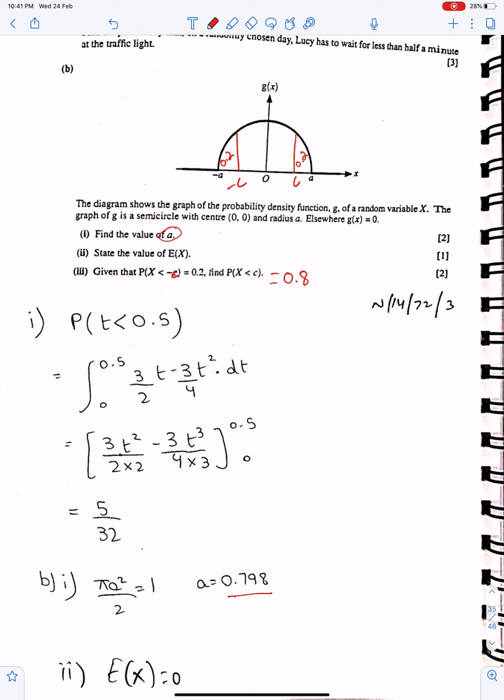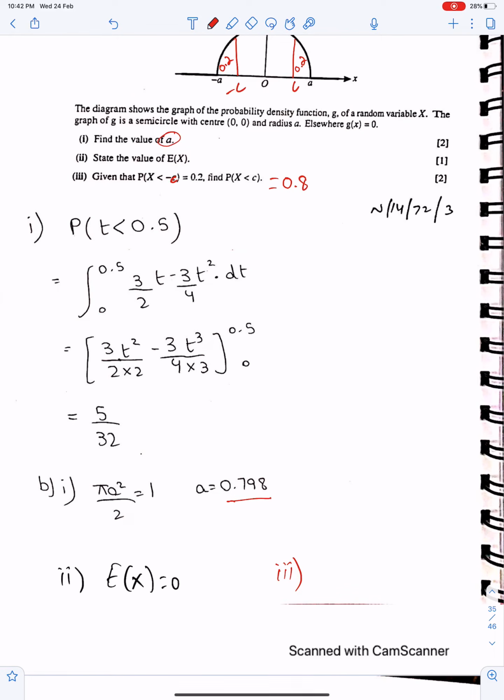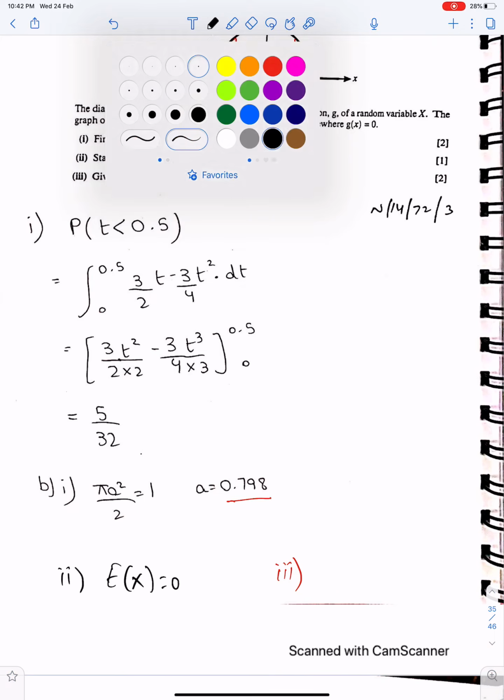This I did with the help of symmetry. See, this was given: less than minus C is 0.2. So according to symmetry, this is the line of symmetry, this 0. So this must be 0.2. Therefore, this area which is less than this line is 80%. That is 0.8. So the answer of this part is 0.8. You just need to use the diagram. This is 0.8.